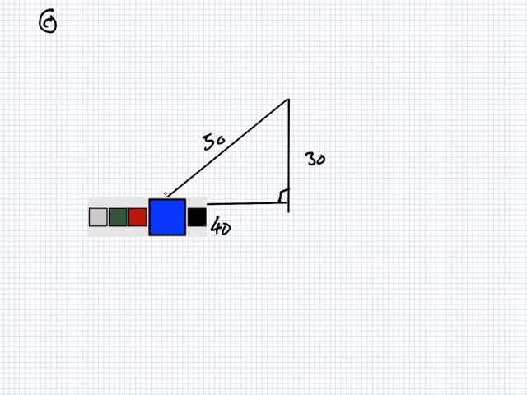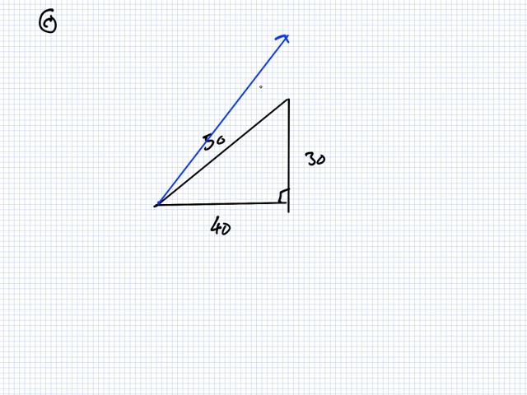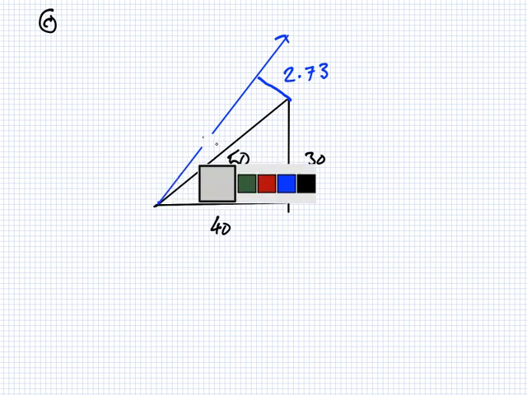So in this part, what was this, 40 or 30? I forget. Is this 40 or 30? 40? 30 and 50. And the ship is now heading this way. But the distance here, you're told, is now different. It's now 2.73. And we want to know this angle.